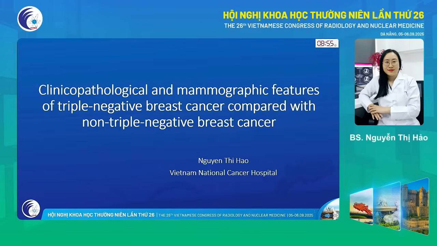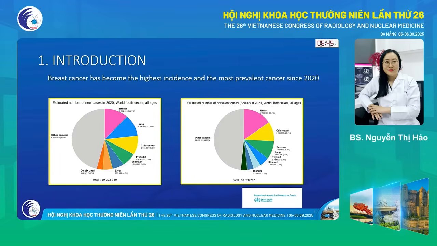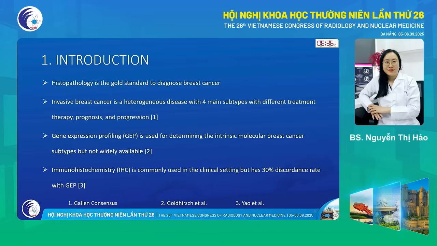It is my honor to present clinical, pathologic, and mammographic features of triple-negative breast cancer and non-triple-negative breast cancer. Here is the outline of my presentation. We know that since 2020, breast cancer has overtaken lung cancer to become the highest incident and the most prevalent cancer in the world. Histopathology is the gold standard to diagnose breast cancer.